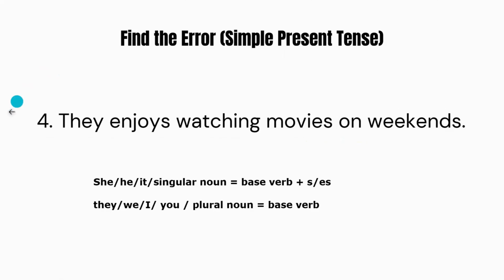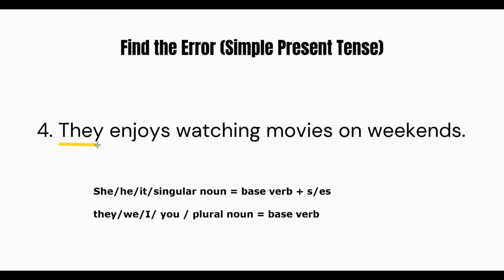Number four, they enjoys watching movies on weekends. Okay, so our mistake is right here. Our subject is they, so we don't have to add s to the end of our verb. So we simply say they enjoy watching movies on weekends.